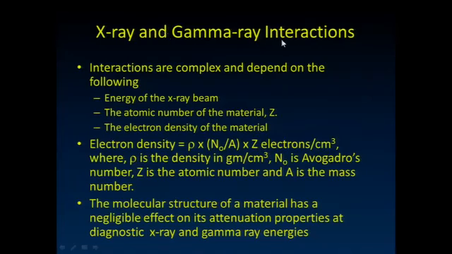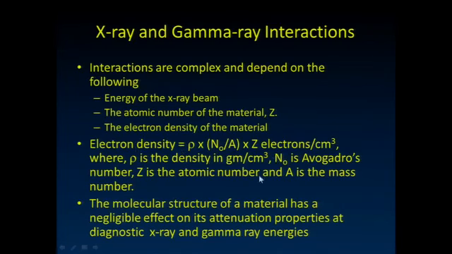So what about X-ray and gamma ray interactions, right? We just finished talking about particulate radiation interacting with matter. Now I want to talk about electromagnetic radiation and how it interacts with matter. And those interactions are complex. They depend on the energy of the X-ray beam, the particular material that we're talking about, its atomic number, and then also its electron density. So how many electrons are located in a cubic centimeter of that tissue?